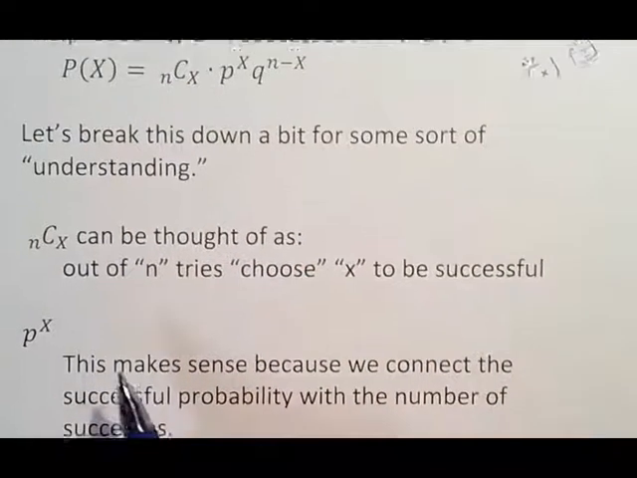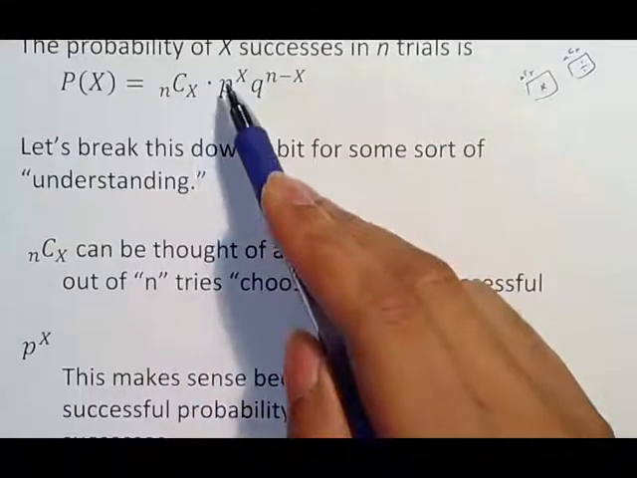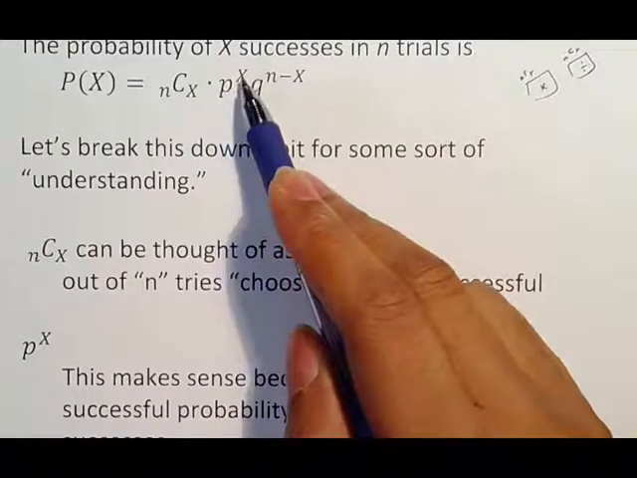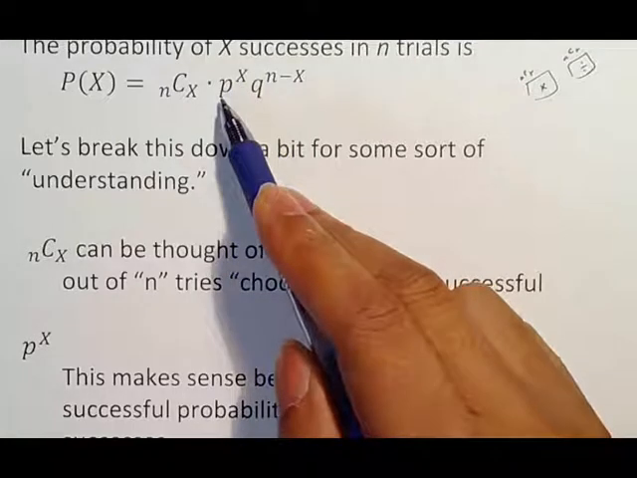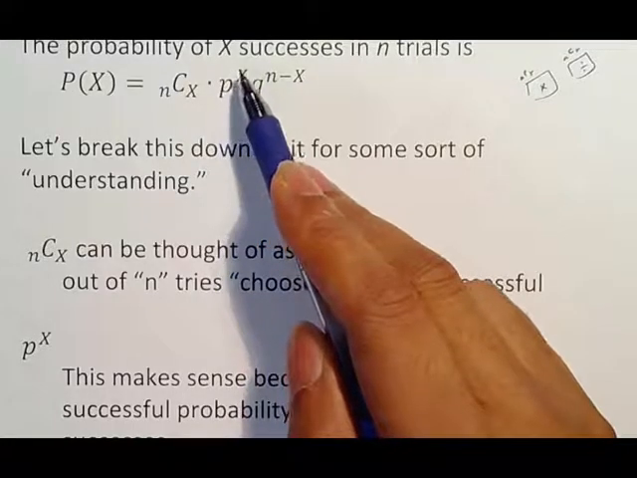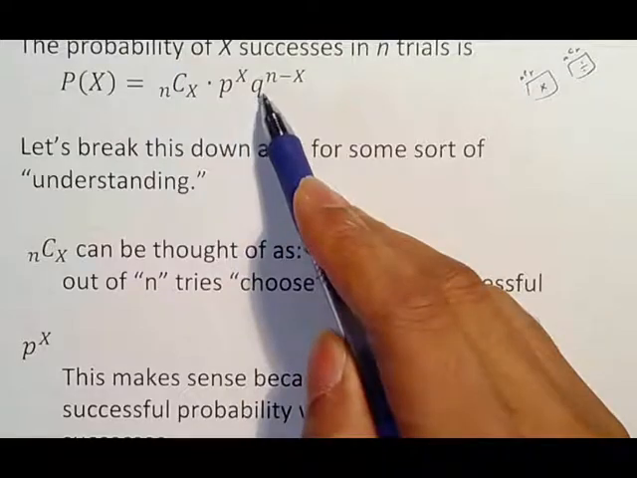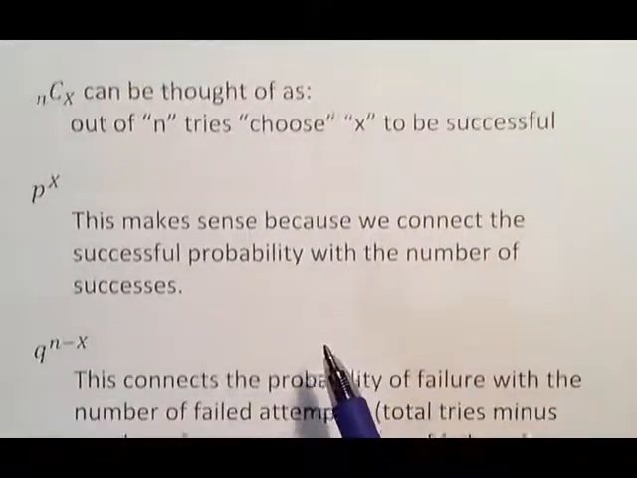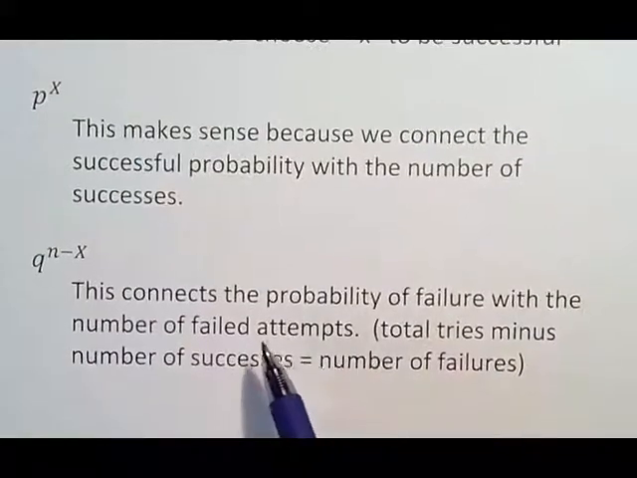Alright. p to the x makes sense because you're putting the successful probability, because remember that's the probability of successes, with the number of successes. So you take the decimal number of probability of success with the number of successes you want, and you also have to factor in the probability of failure and put that with n minus x, which is just the number of failed attempts.